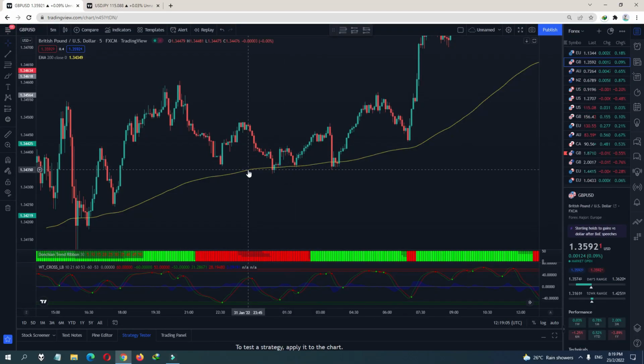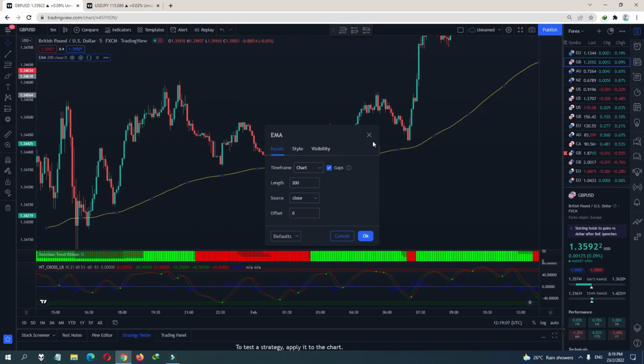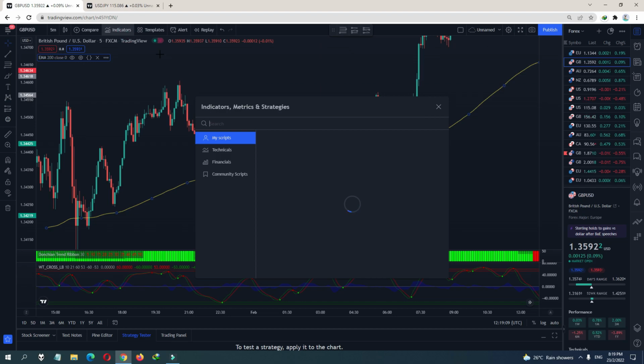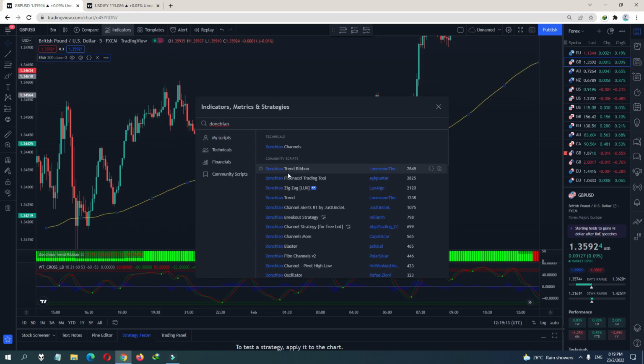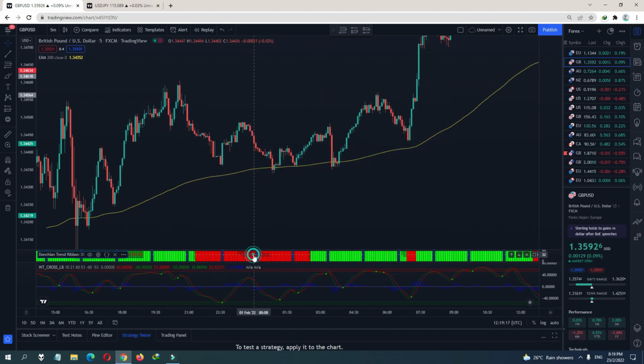Okay, so for this strategy, you need a 200 EMA, and then you need a Donchian trend ribbon. It's this one by Lonesome, and the setting is 30.